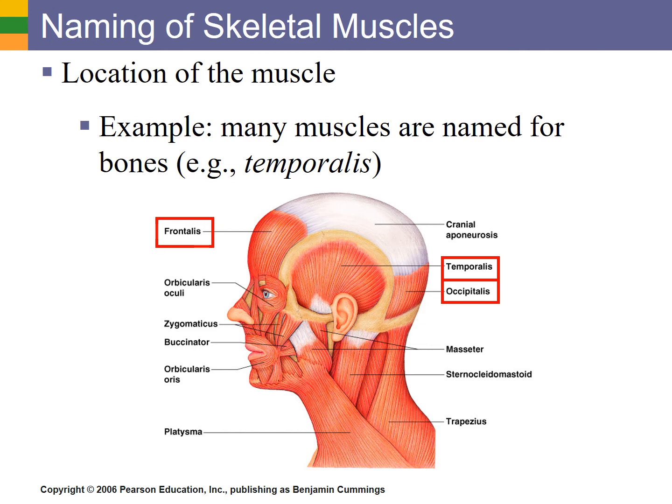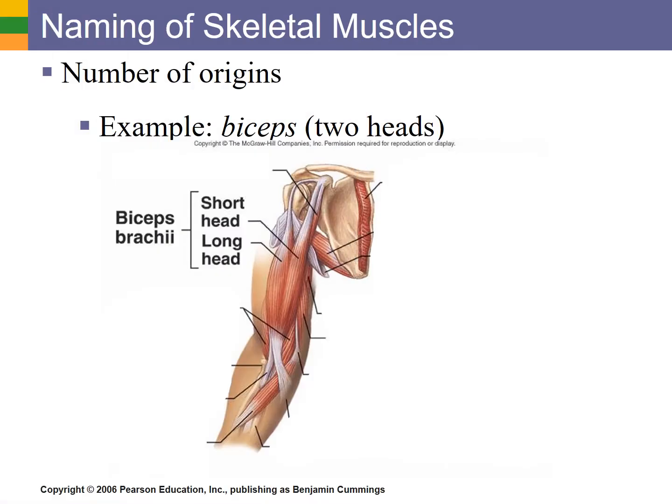Some muscles are named after nearby bones, such as the case for several of the bones of the head, such as the frontalis, the temporalis, and the occipitalis, which are named after the frontal, temporal, and occipital bones, respectively. In some muscles, the number of origins are used in naming the muscles.